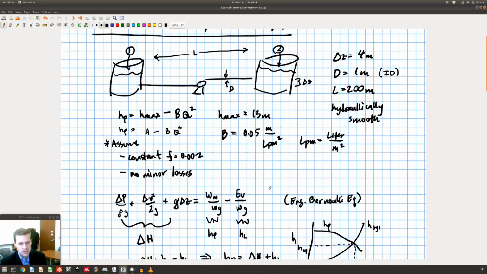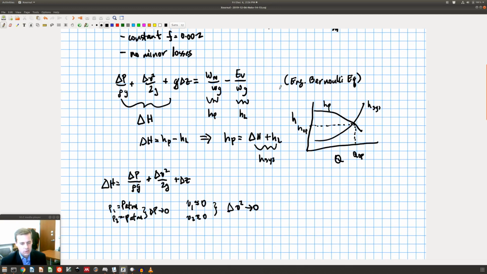All right, and that's because at the top here, my velocities are not moving very much, so I can neglect those. The total mechanical energy of those velocities is quite small. But I have a delta Z. That was given in the problem. That was 4 meters. So delta H just reduces to delta Z, which is nice.